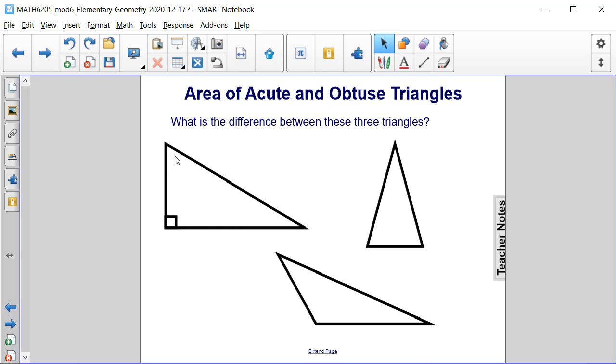Well, here we have a triangle that has a right angle, so it's considered to be a right triangle. This triangle over here has no right angle, and all of the angles appear to be less than 90 degrees, or all acute angles. So this would be considered an acute triangle. And then this last one has an obtuse angle in it. So this is considered to be an obtuse triangle.